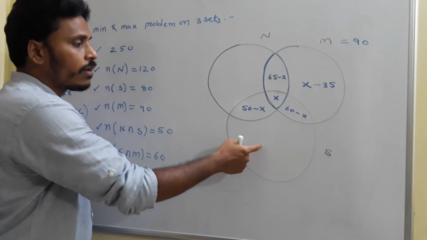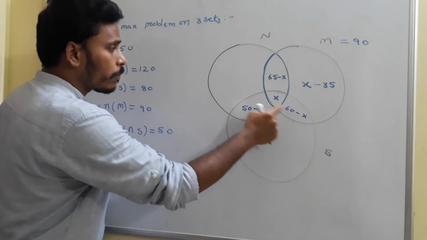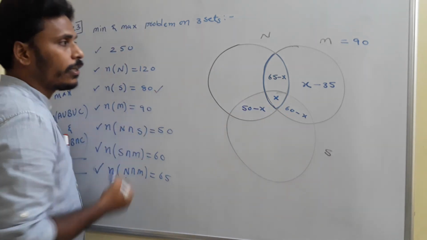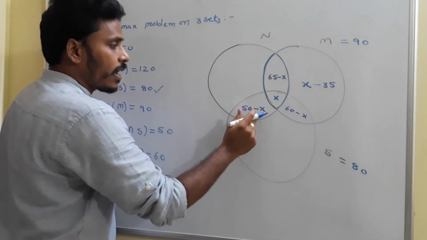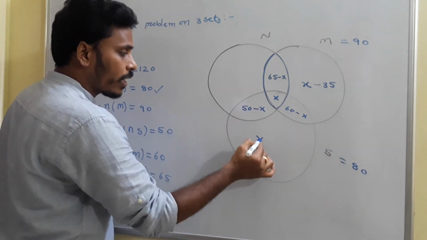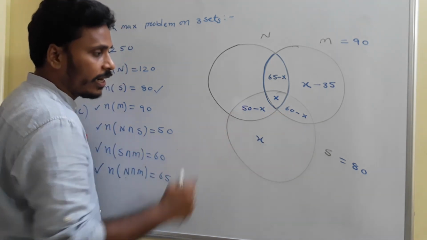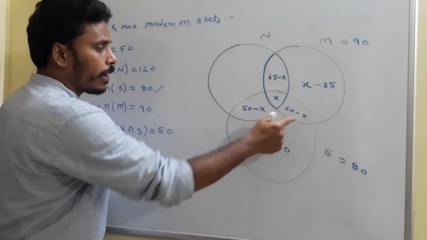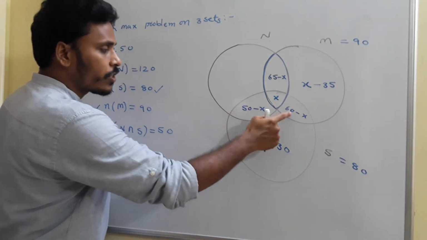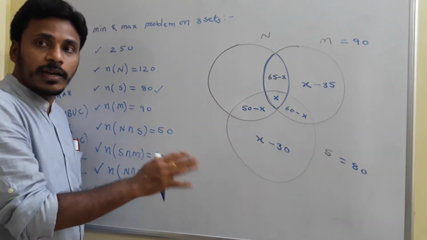In the same way, we need to fill this place. The sum of these four numbers must now equal this 80. Minus x plus x gets cancelled. Here minus x is there, so I need one more x. 60 plus 50 is how much? 110. But it is 80, so minus 30. Just check it now. Minus x plus x cancel. 50 plus 60 is 110. 110 minus 30 is 80. See, 80. That is the situation.